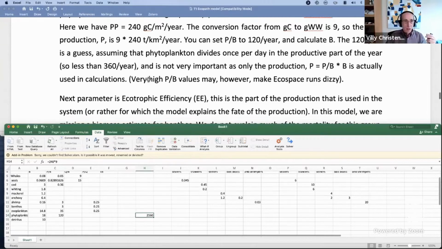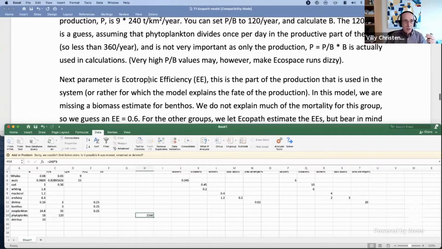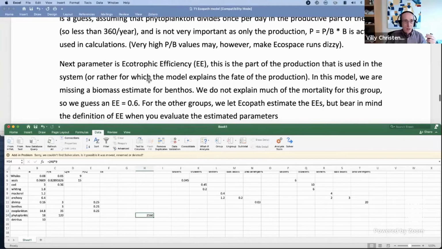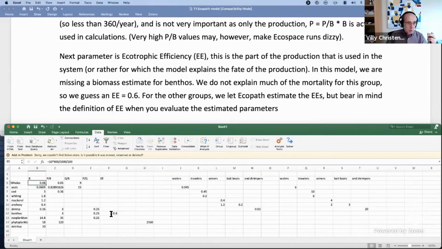Okay, next is ecotrophic efficiency. How much does your model explain about what happens to the production in it? In this case, the only place we're going to be entering it is for Benthos, 0.6, it says. For the other groups here, like whales, for any of the groups in the system, we make a long linear equation about its production, and we do that for each group.